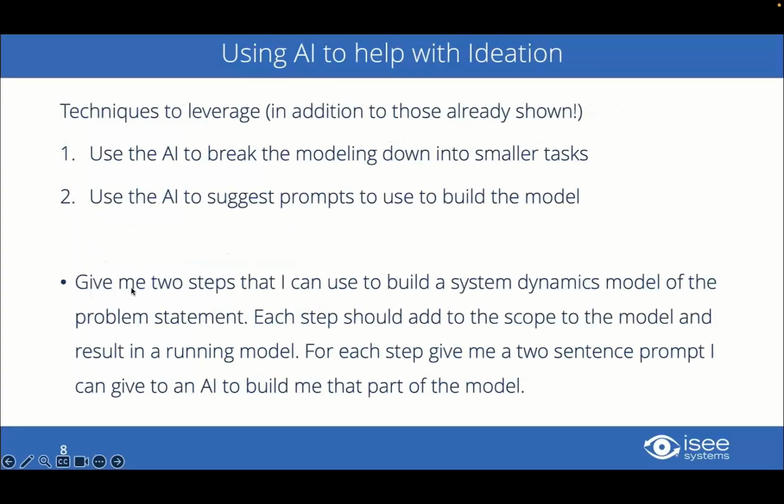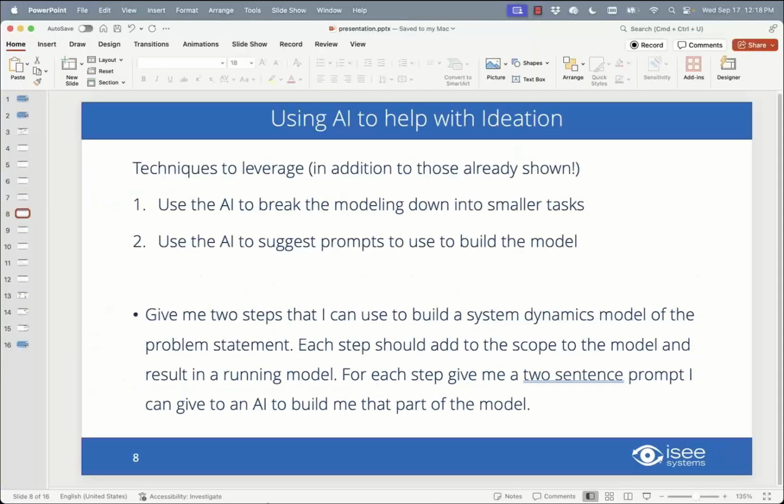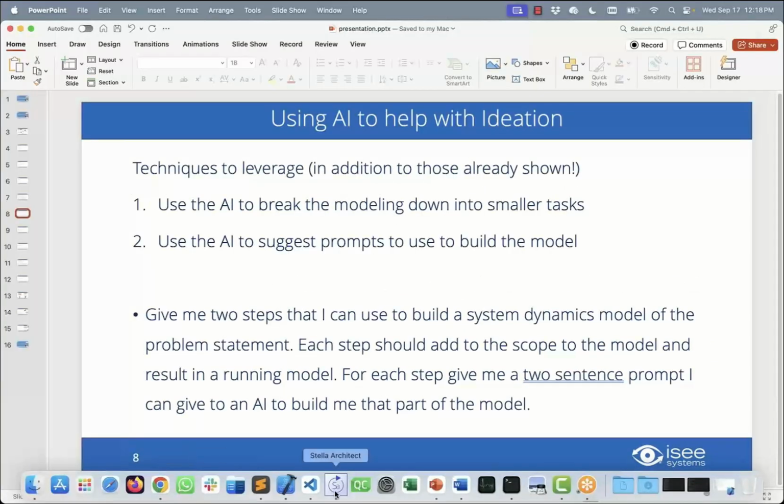And we're going to ask it for 2 steps that can be used to build a system dynamics model with a problem statement. Each step should add to the scope of the model and result in a running model. For each step, give me a 2-sentence prompt I can give to an AI to build me that part of the model. So here I'm being very specific about what it is that I want.